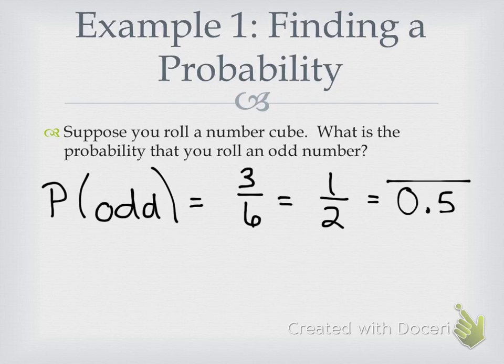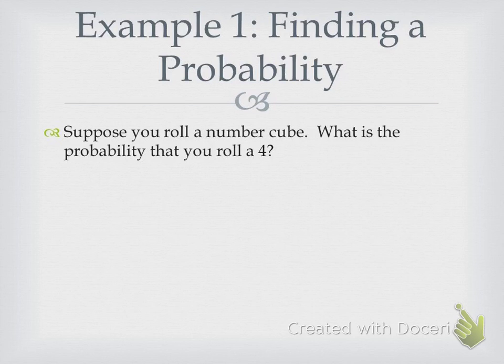0.5. All right, let's do one more. Suppose you roll a number cube. What is the probability that you roll a 4? Go ahead and set that up. What did you put in parentheses? 4. Probability of a 4 equals, how many 4s are there? 1 over 6. Did you get 1/6?